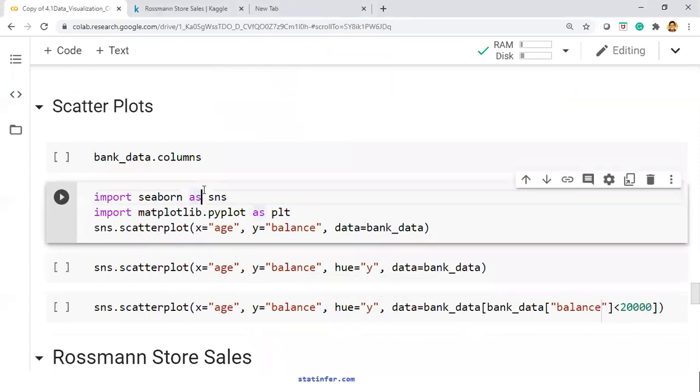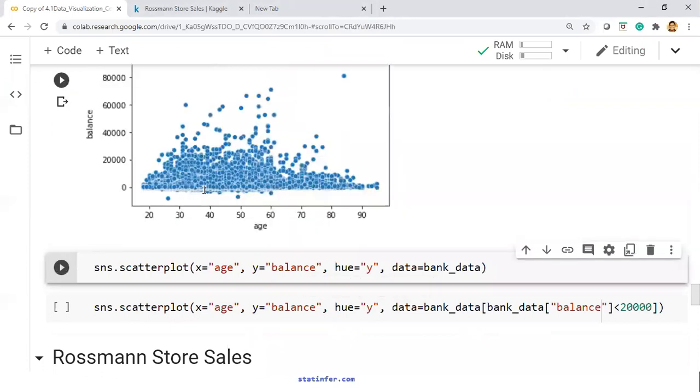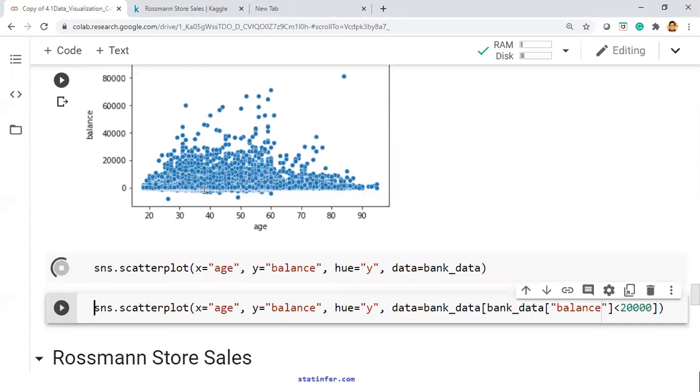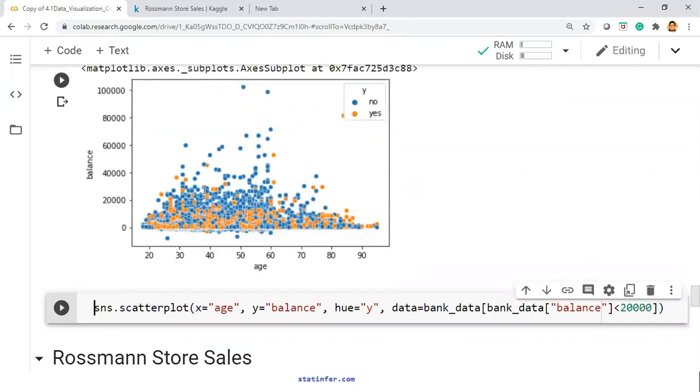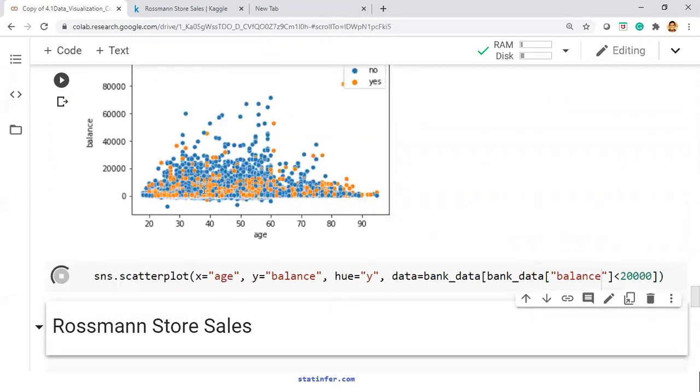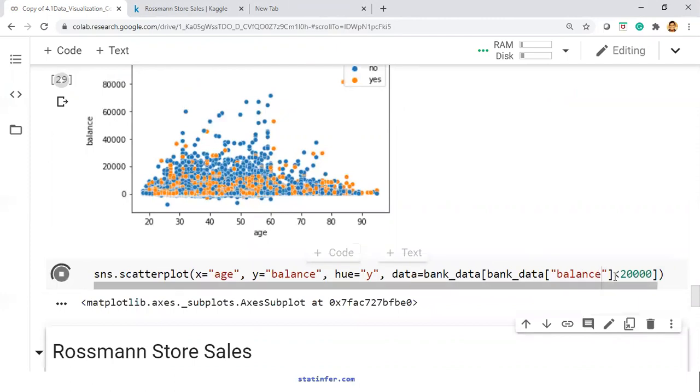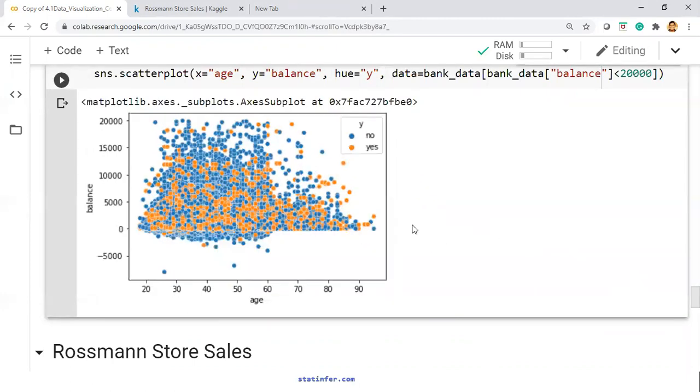First one is simple, age versus balance. We can see that there is no relation. Like if I add a third variable as a hue, and if I see any difference, I don't think anything is very different. If I take a particular subset, if I take only balance less than a particular limit, then also it's a true scatter plot. There is nothing special about this. There is no clear relation.